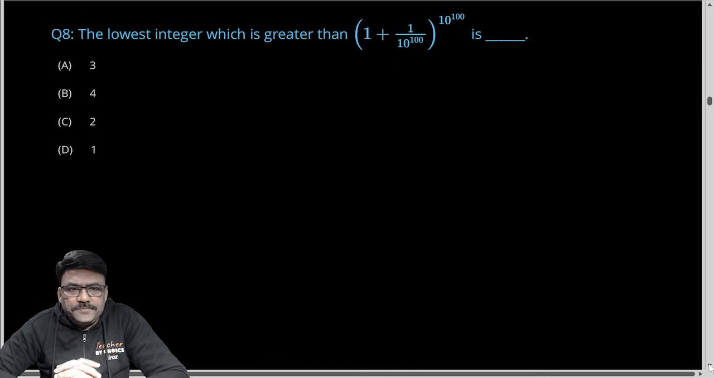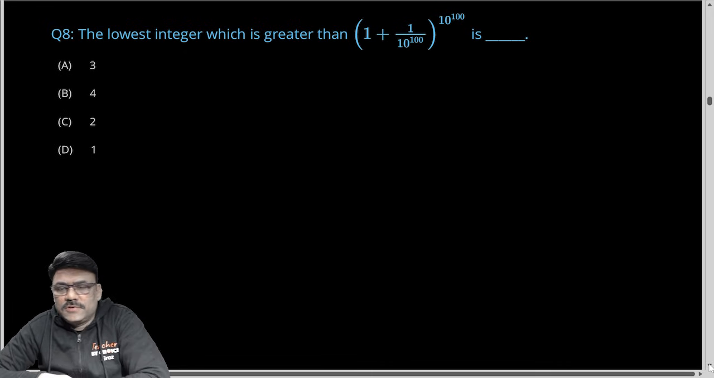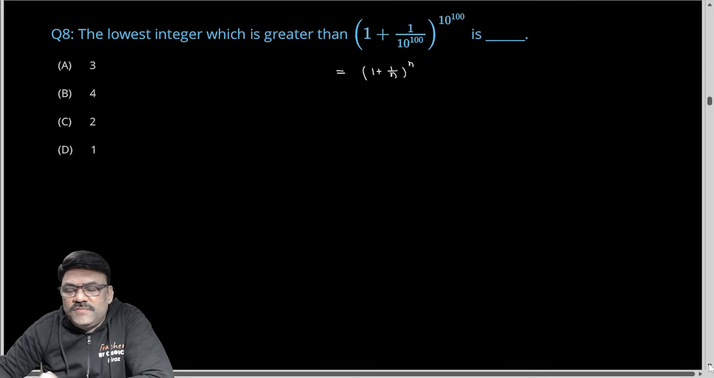See this question. They are asking what will be the lowest integer greater than this number? So actually you can see that this number is of the form (1 plus 1 by n) raised to n, and n is a very large number. n is 10 raised to 100.